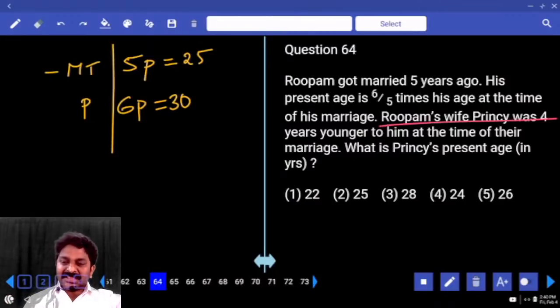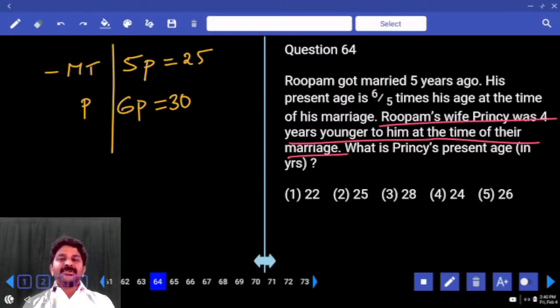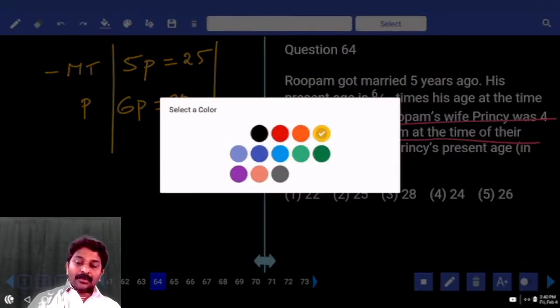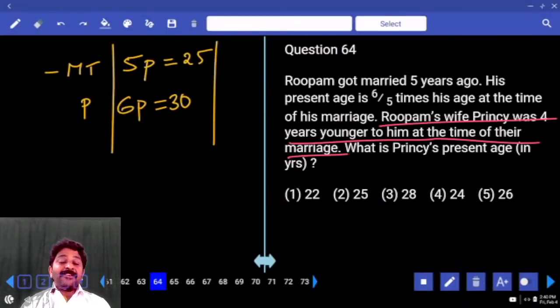Rupam's wife Princy was 4 years younger than him at the time of their marriage. So now one more person comes into the picture. Who? The wife. How many years younger than him is she? When is Princy, his wife, 4 years younger than him?